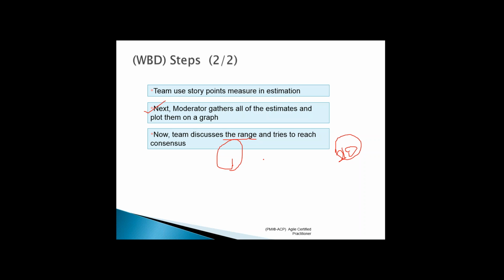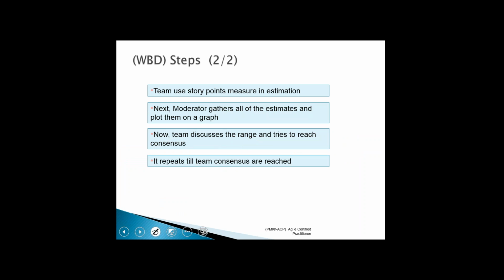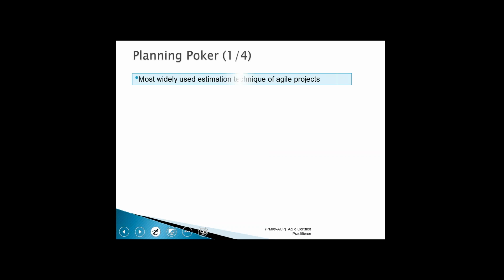If there is such a huge difference, then you're going to debate and discuss on that. Probably not everyone is clear with the user story. So you're going to discuss, debate, and come to a common conclusion, consensus driven. Everyone together is going to come up with a common conclusion. That is called consensus. It gets repeated until the team reaches a consensus, meaning the team reaches a common conclusion.